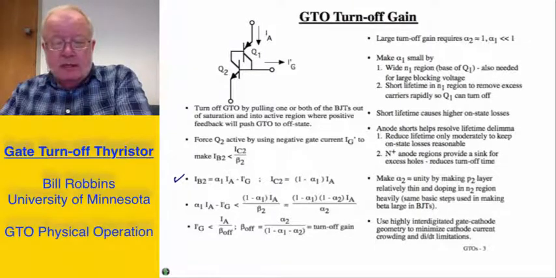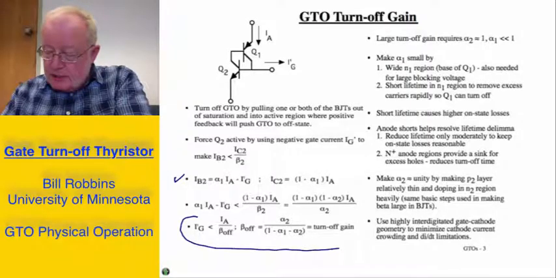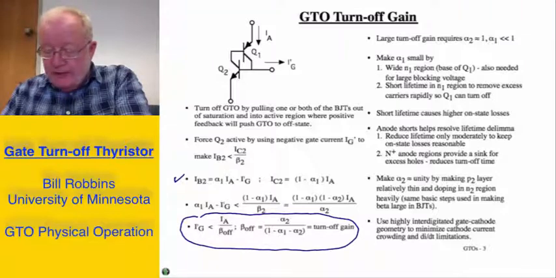And if we then take those two equations and do a little bit of algebra, we finally get down to this line where we can express the gate current having to be less than the anode current divided by a constant. That constant is a so-called turnoff gain and is given by beta_off equals alpha_2 divided by 1 minus alpha_1 minus alpha_2.